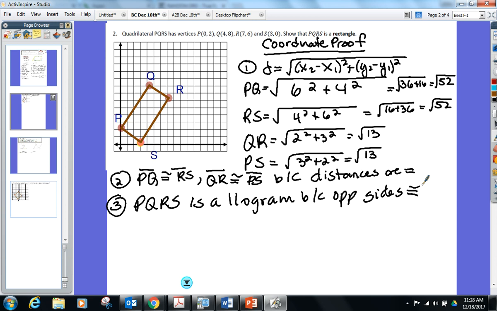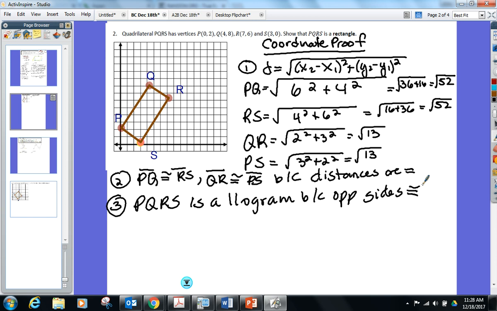All right, how do I make it into a rectangle now? Another class decision. I could do one of two things. What makes this parallelogram into a rectangle? It has one right angle or it has congruent diagonals. What do we want to do as a class? Show a right angle or show congruent diagonals? It's up to you guys.